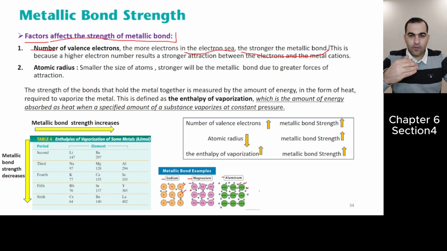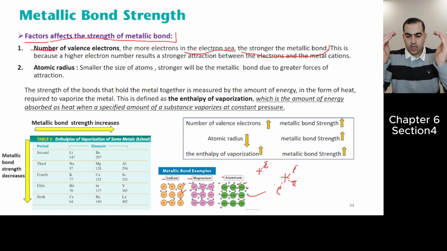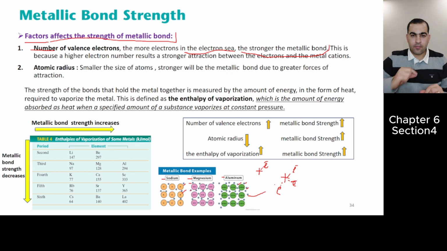The number of attractions increases. Imagine this is a positive ion, and there are 3 electrons for aluminium. When there is more attraction, there will be stronger attraction between the metals. But if we have sodium with 1 electron, so look, there are 3 electrons in aluminium attracting to the aluminium metal. So when there are more electrons, more attraction, the stronger the metallic bond is.